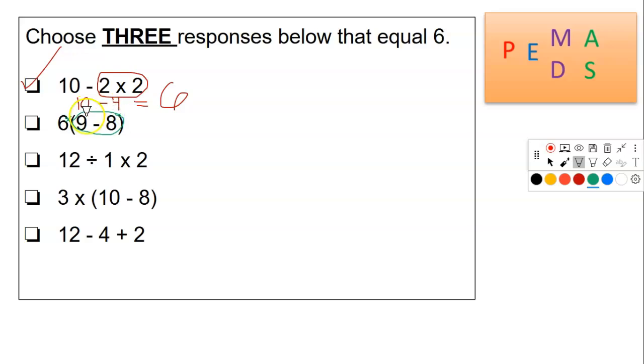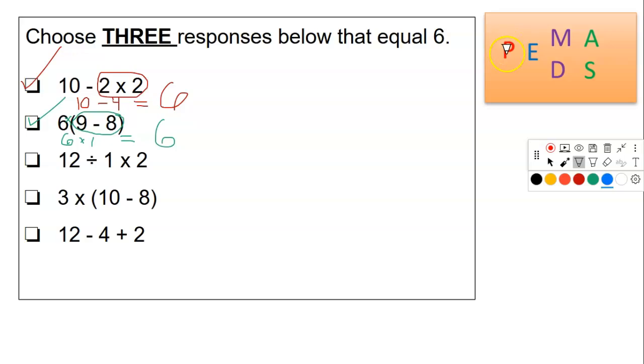9 minus 8 equals 1. Is there any exponents? We don't work with that in 5th grade here. Is there any multiplying or dividing? Yes. Now we're going to take the 6 that was on the outside and multiply it by the 1. 6 times 1 equals 6. So we can check that box. It does equal 6. Moving on to the next one, 12 divided by 1 times 2.